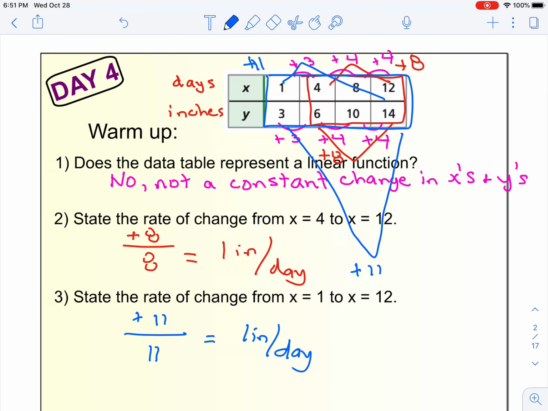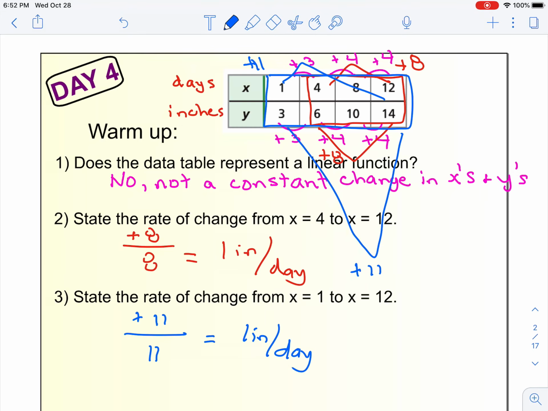So, this does not, in fact, represent a linear function because there is not a constant change in the x's and y's. The x's are going up +3, +4, +4, and the y's are doing the same thing. So even though the changes are the same, they're not constant for the x's and constant for the y's, so it's not a linear function.